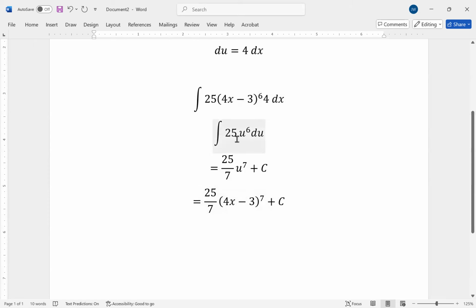So this substitution went from integration with respect to x to integration with respect to u. I do my integration, finding the antiderivative, and then we substitute back so that it's done with respect to x, so that my final answer is written with respect to x.